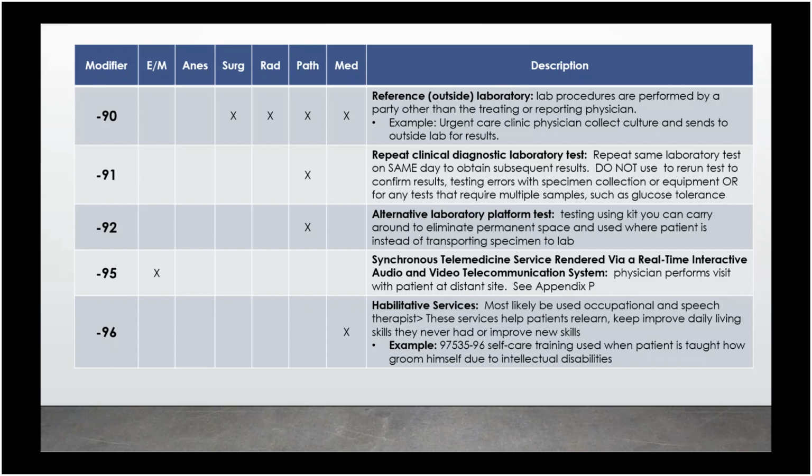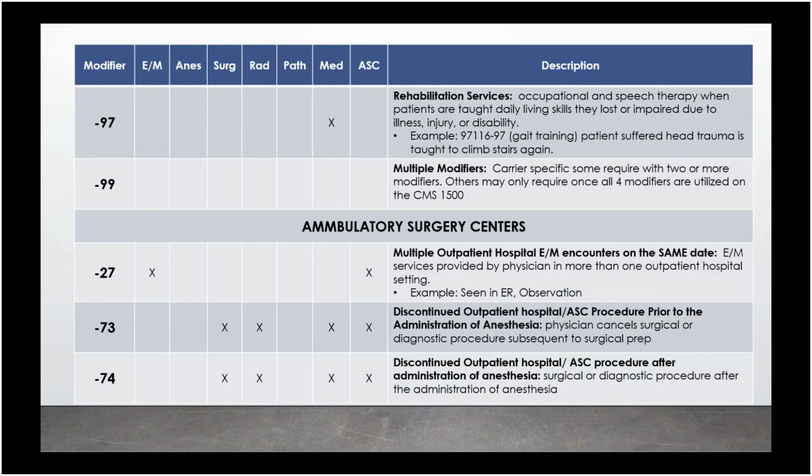96 is medicine. Habilitative service, most likely used for occupational and speech therapists. So it gives you an example there. Those are self-care training used when the patient is taught how to groom himself due to intellectual disability. So they didn't already possess those skills. They're being taught new skills. Whereas 97, rehab, they had those skills before, but because they had a head trauma or a stroke, they're relearning them. And that's on medicine.